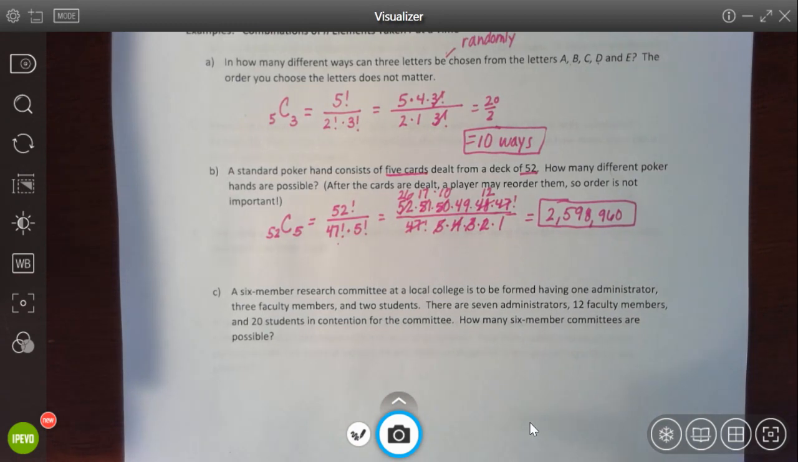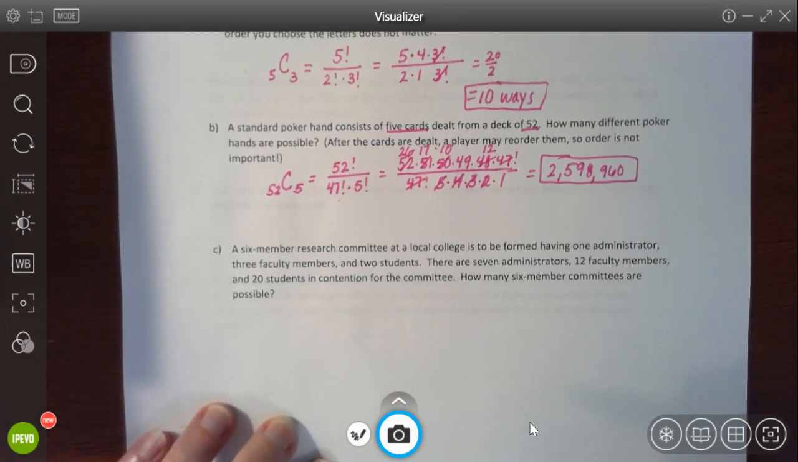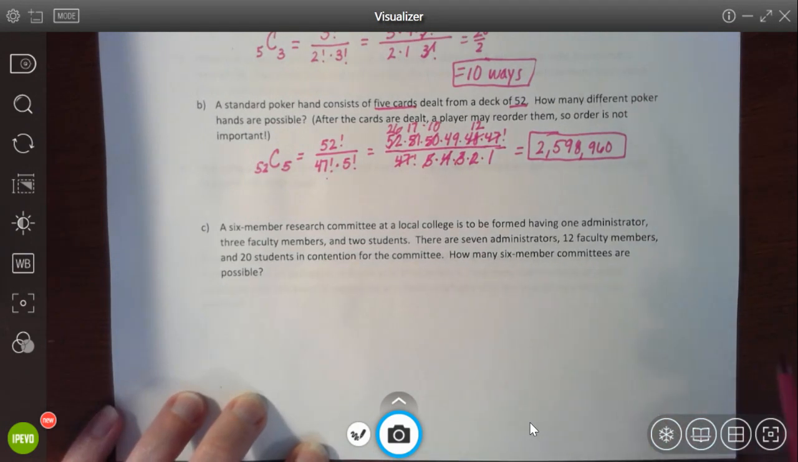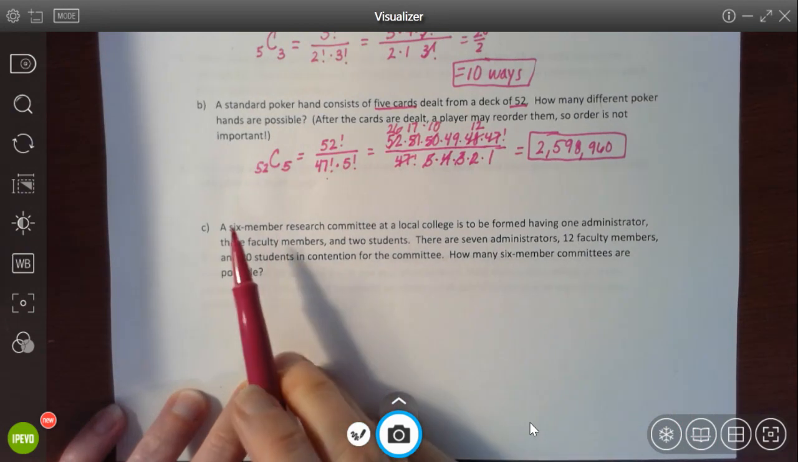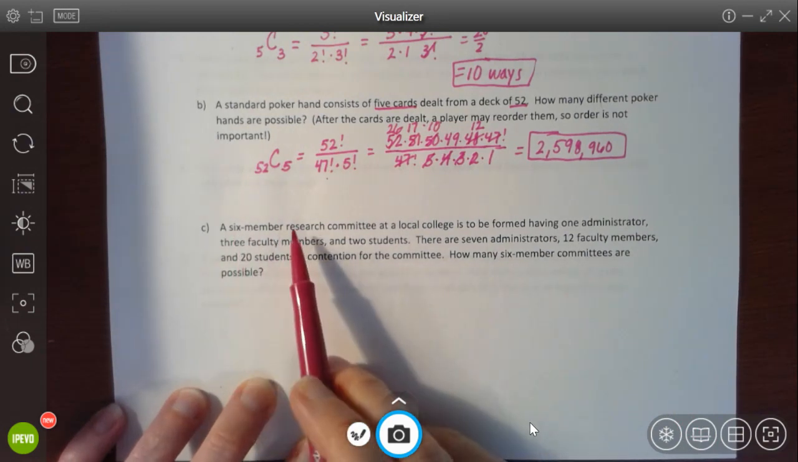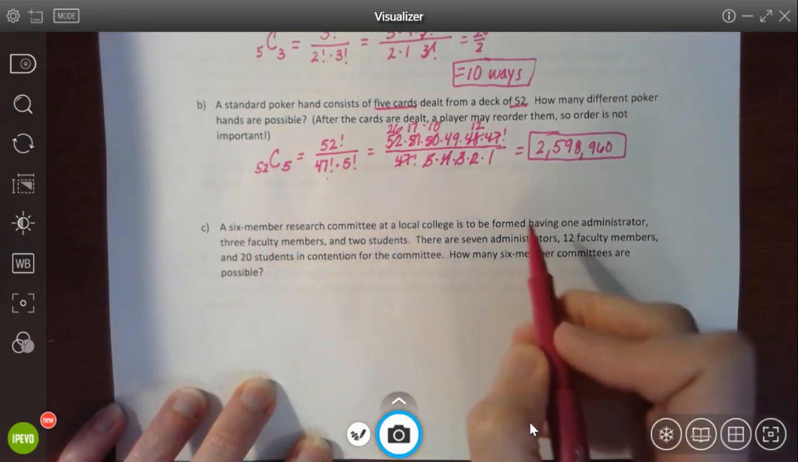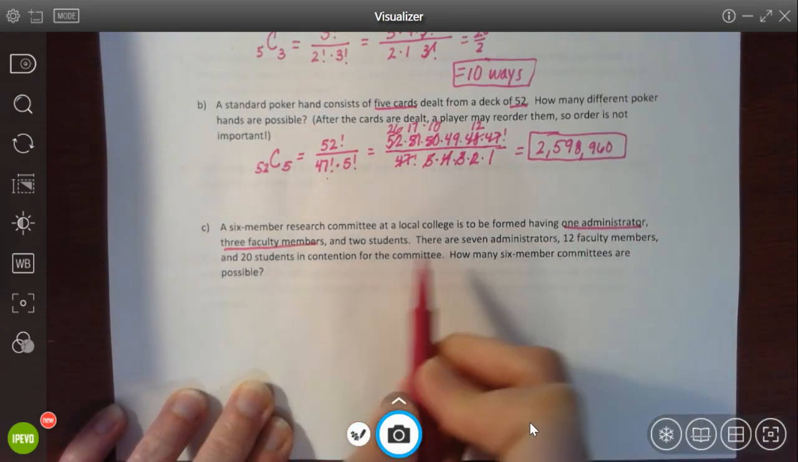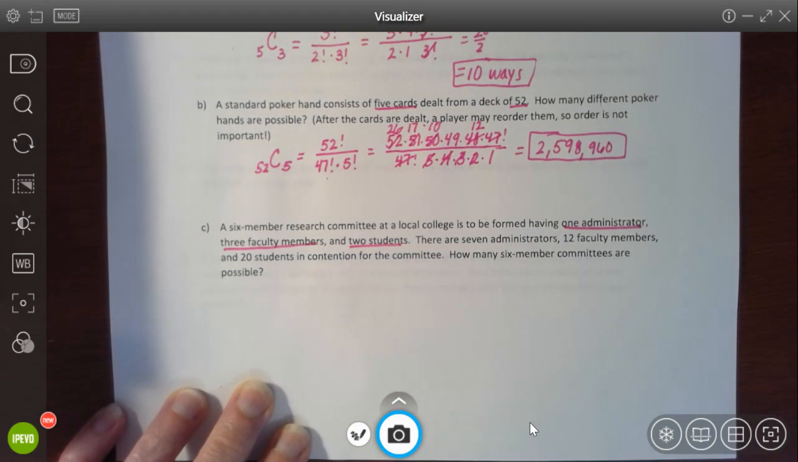My last example is a scenario where you might have to do a combination more than one time. So depending on what we're looking at, sometimes you might be choosing subsets of more than one set of objects. So in this case, we have a 6-member research committee, but it's going to be formed by having 1 administrator, 3 faculty members, and 2 students.